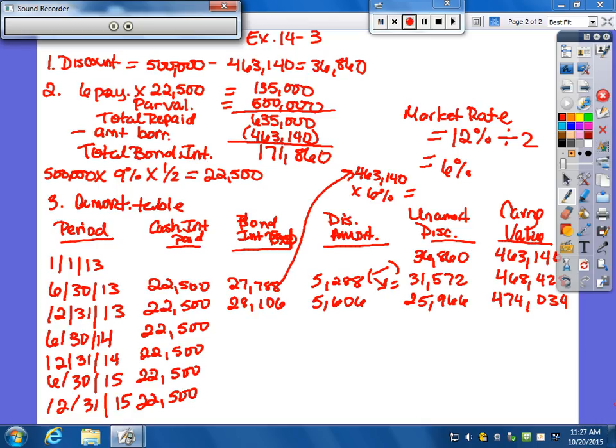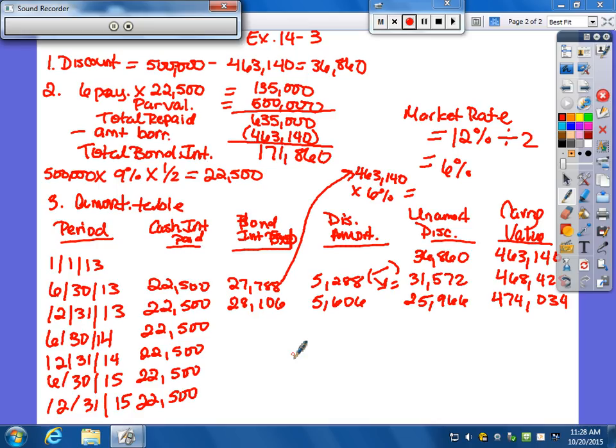So next, the new bond interest amount. So that's the 28,106 times the 6%, right? So $474,034, which is the new carrying value, times 6% market rate.